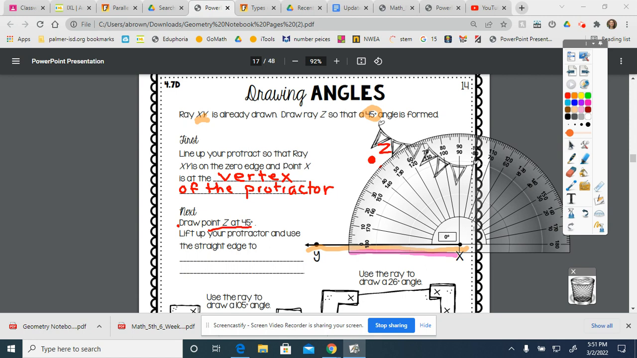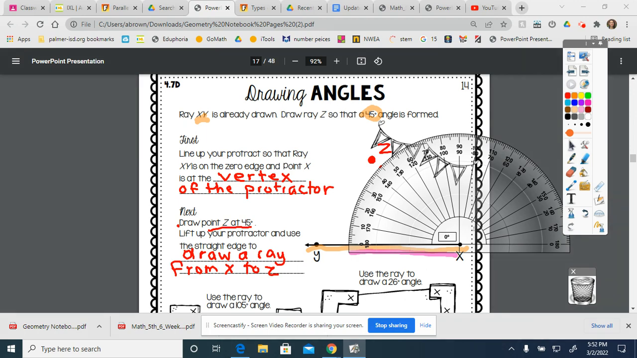Okay. Then it says, lift up your protractor and use the straight edge to draw a ray. Right here, fill in the blanks here. To draw a ray from point X to point Z. From X to Z. Okay, so what does that mean?